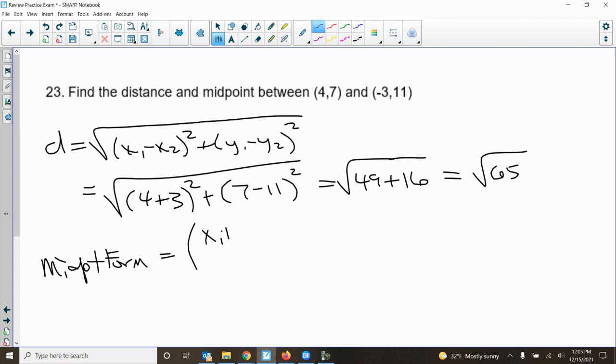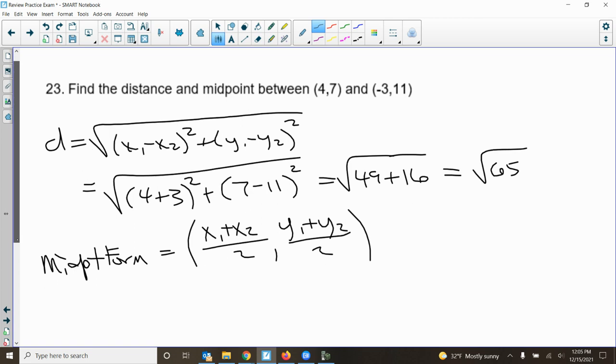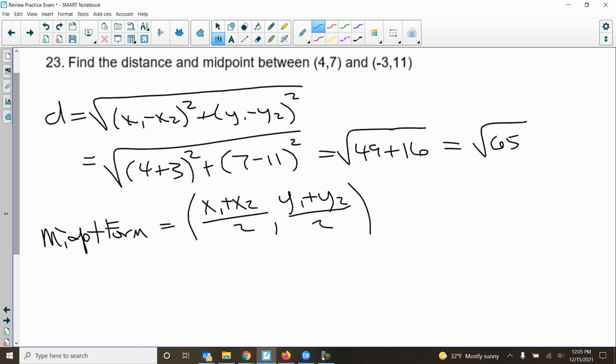It's add the x's, divide by 2, comma, add the y's, divide by 2. Add up the x's, divide by 2, add up the y's, divide by 2. So here we're going to say 4 plus negative 3, which is the same as 4 minus 3, over 2, comma, 7 plus 11 over 2.